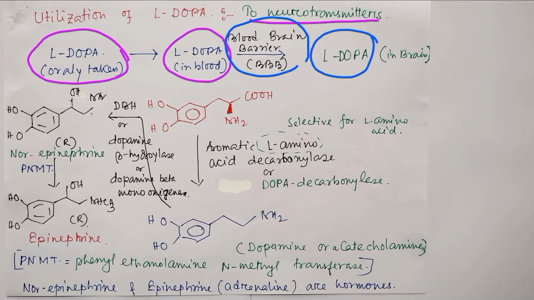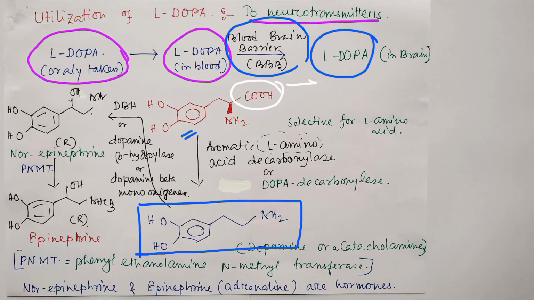Means inside the brain, what is the fate of l-DOPA? So this l-DOPA actually gets converted into dopamine. And if you look at the difference between l-DOPA and dopamine, the difference is that the carboxyl group is gone. So actually it's a decarboxylation reaction, and this mechanism is a little different compared to the traditional one.